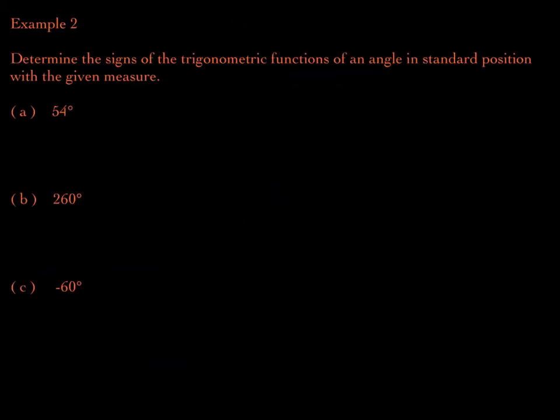All right, check out this next example. Determine the signs of the trigonometric functions of an angle in standard position with a given measure. Now, the first one is 54 degrees. Let's all just be really clear about 54 degrees being in quadrant number 1. You can refer to the information that we just derived. In quadrant 1, all functions are positive.